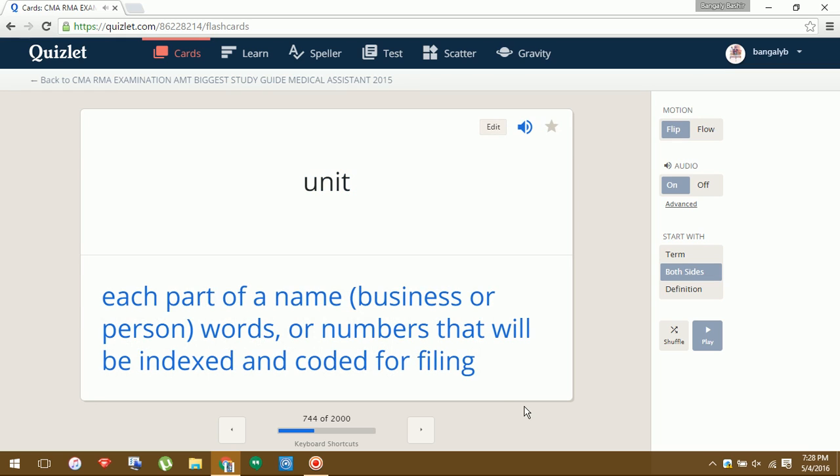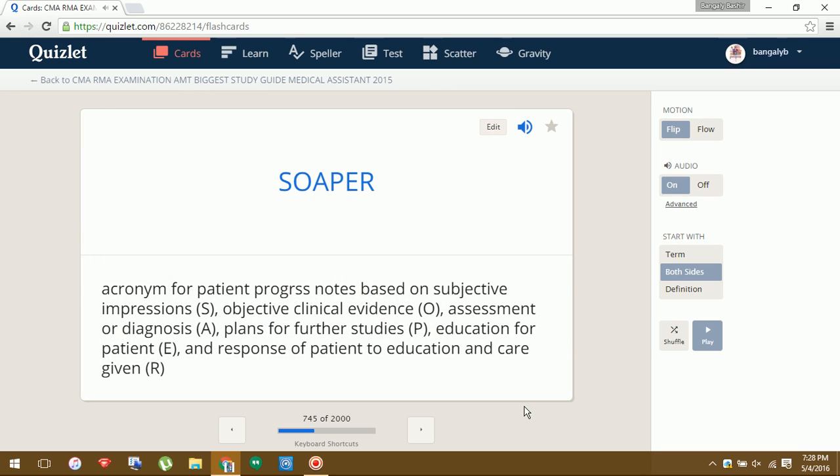Unit. Each part of a name, words or numbers, that will be indexed and coded for filing. SOAP. Acronym for patient progress notes based on subjective impressions, objective clinical evidence, assessment or diagnosis, plans for further studies, education for patient and response of patient to education and care given.